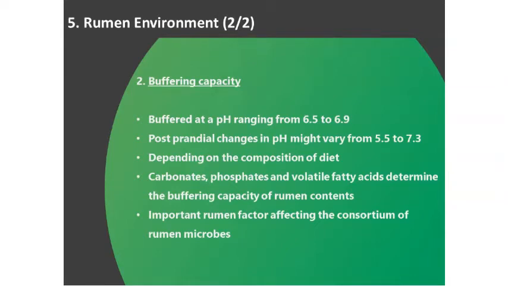Carbonates, phosphates, and volatile fatty acids determine the buffering capacity of the rumen content. It is an important rumen characteristic affecting the consortium of rumen microbes under a set of feeding regimen and chemical composition of feed.